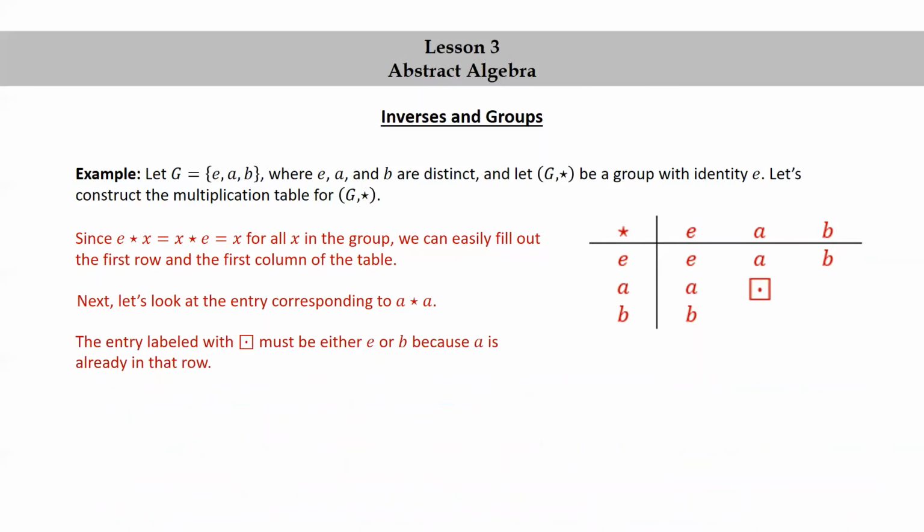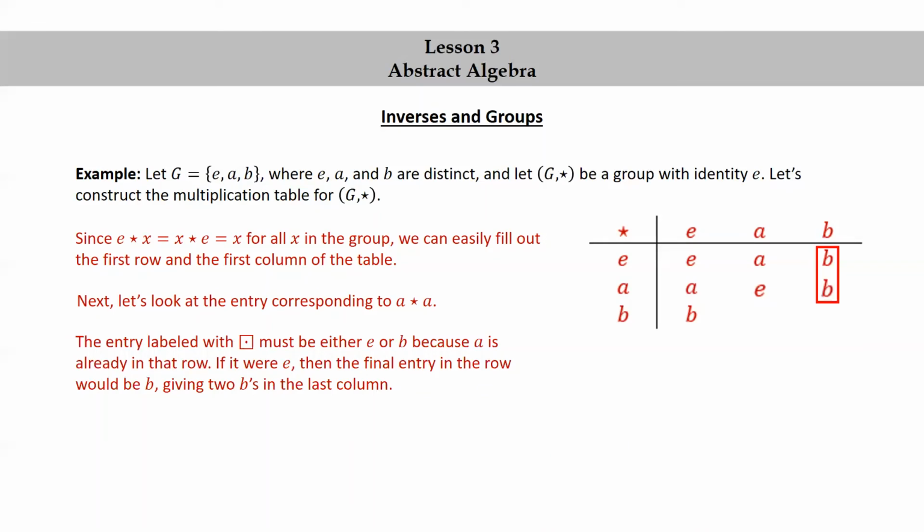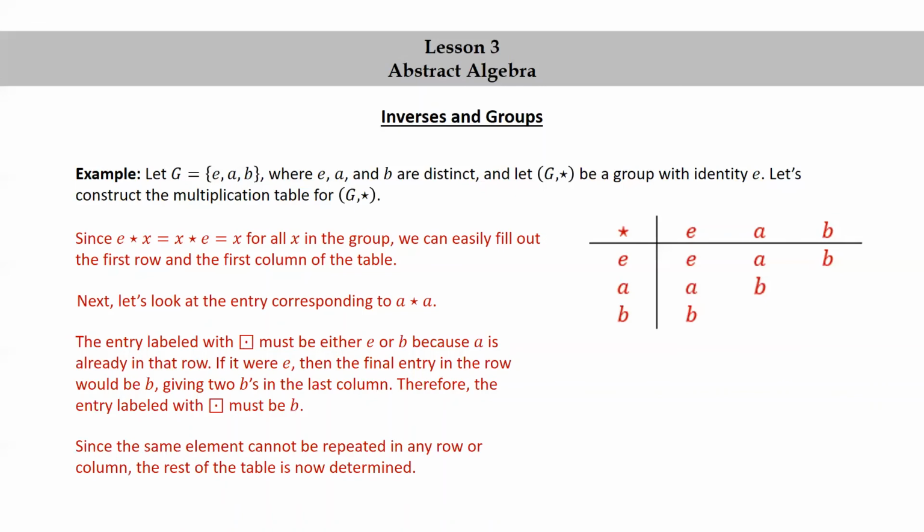The entry labeled with the dotted box must be either E or B because A is already in that row. If it were E, then the final entry in the row would be a B, giving 2 B's in the last column. That's a problem. Therefore, the entry labeled with the dotted box must be B. Since the same element cannot be repeated in any row or column, the rest of the table is now determined.